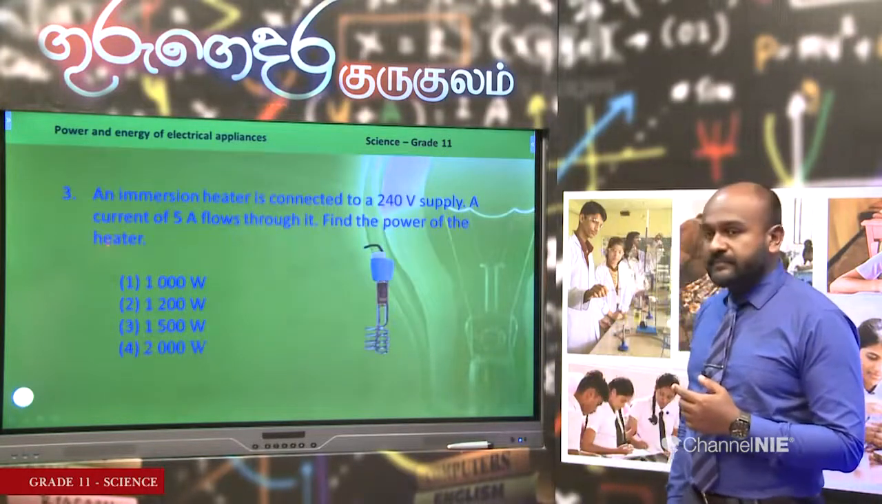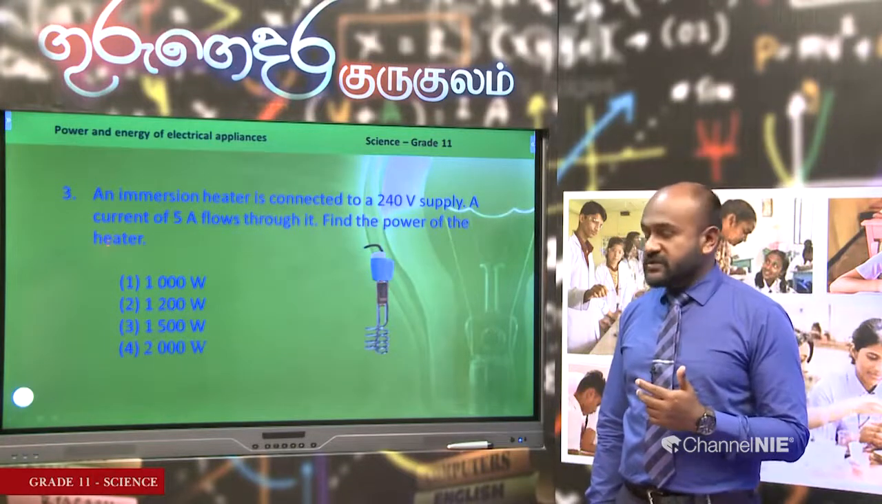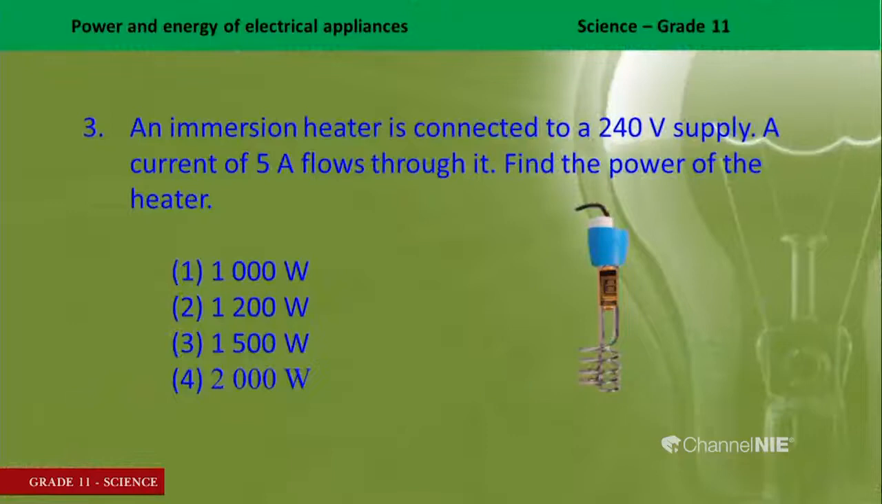Read the question. That is the first thing that you should do. Carefully you need to read the question. An immersion heater is connected to a 240 volt supply. A current of 5 amperes flows through it. Find the power of the heater. You know the formula now. Again, P equals VI. So, as you substitute the values, what answer do you get? See whether this is the answer. 1200 watts.